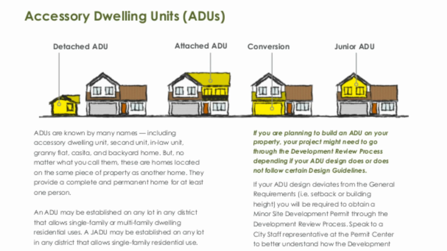Refer to the Milpitas ADU Toolkit online at our ADU Corner for more detailed information about accessory dwelling unit projects. If you are planning to build an ADU on your property, your project might need to go through the development review process, depending on whether your ADU design does or does not follow certain design guidelines. If your ADU design deviates from the general requirements, that is, setback or building height, you will be required to obtain a minor site development permit through the development review process. Speak to a city staff representative at the permit center to better understand how the development review process will apply to your ADU build.